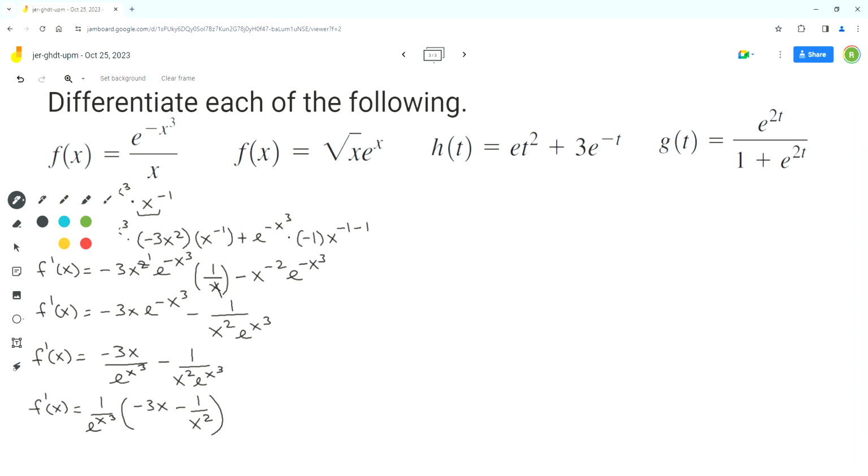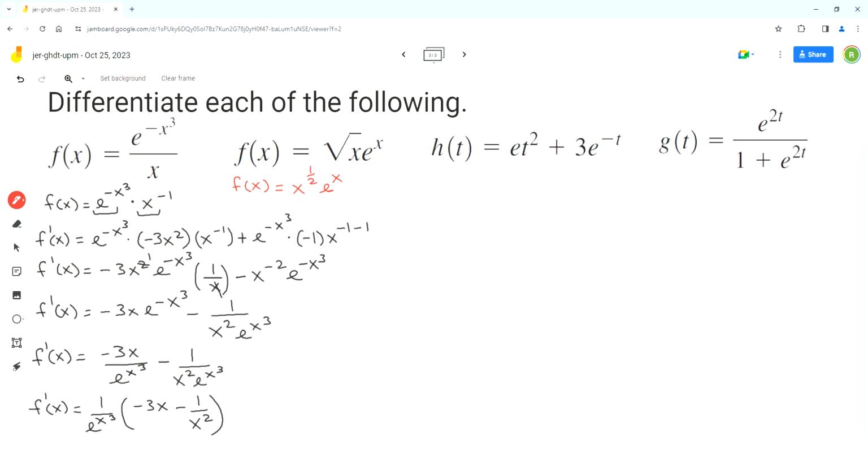Now we can analyze the second function. The second function is f of x equals square root of x times e to the power x. Now the first thing we should do is change the square root of x to a rational exponent. So we get f of x equals x exponent half times e exponent x.